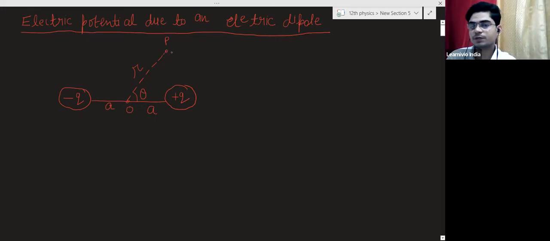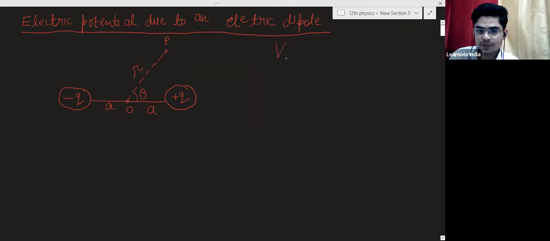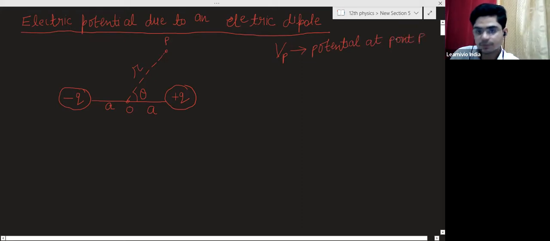What is this point P? This is the point where we have to calculate the potential, and potential is represented by V, and I am writing it Vp. So Vp means potential at point P.